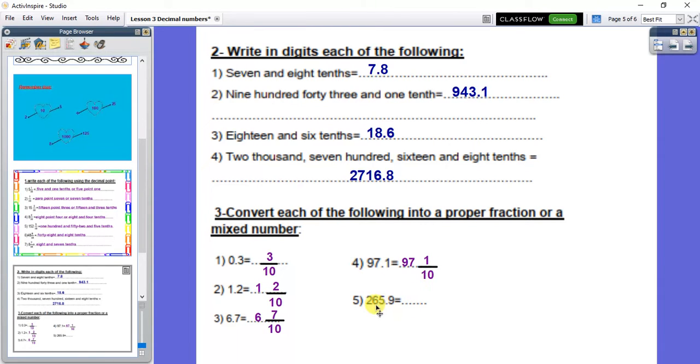The next one, 265.9. 265 will be the whole number. 9 will be the numerator. Down will be 10. So it will be 265 and 9 over 10. Let's see the next page.